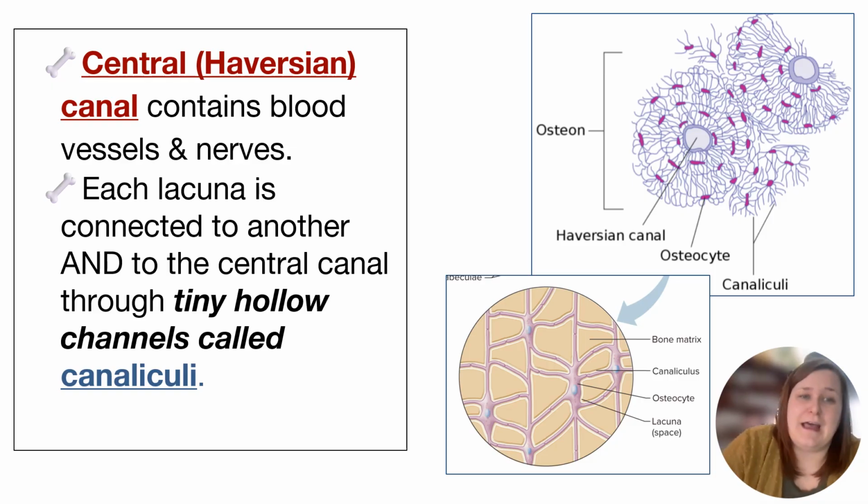So we are also going to have central canals. You will also see this written as Haversian canals. Haversian is the old name that they used to call it, whereas now they refer to it as a central canal. Our central canals are going to contain the blood vessels and nerves that are going to run through this bony tissue. And each lacuna is going to be connected to each other and to the central canal through tiny hollow channels called canaliculi. So you're going to have your Haversian canals going in one direction and your canaliculi going in the other direction, almost to make this grid system so that everything interconnects.